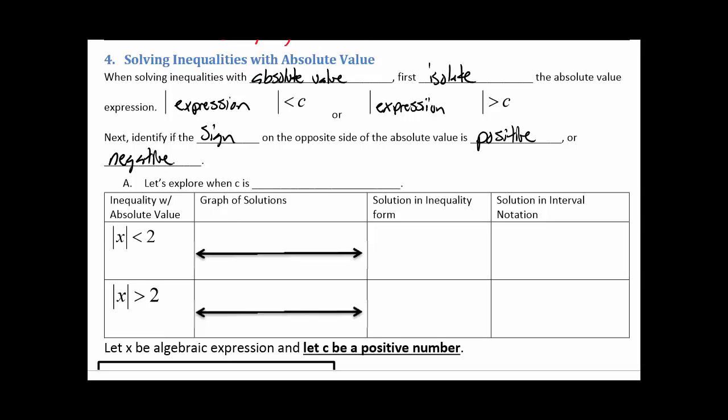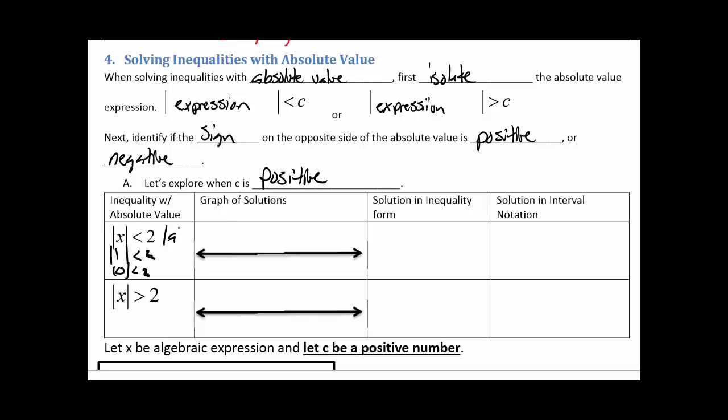Okay, so let's explore what happens when the constant is positive. Let's take something like absolute value of x is less than 2. Okay, well, let's think for a second. What kind of numbers would even satisfy something like that? Well, obviously 1 is that, but not just 1, right? It's either positive 1 or negative 1 would satisfy that. 0 obviously would satisfy that. What's the biggest number that would satisfy something like that? Well, 1.9, 1.99, right?